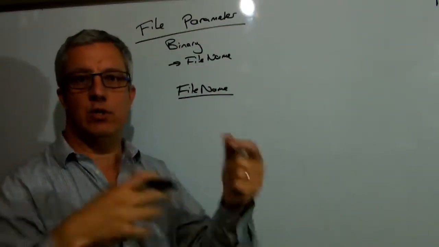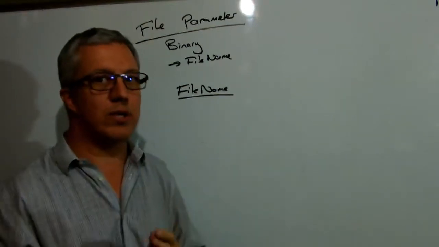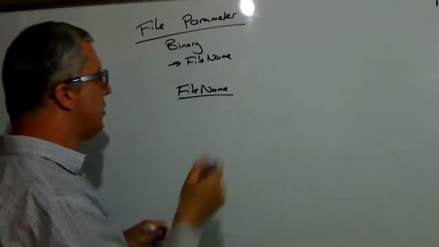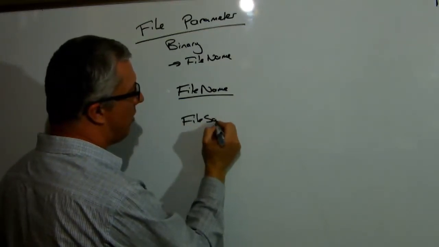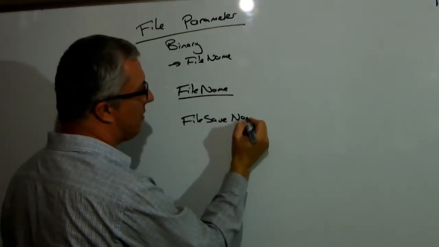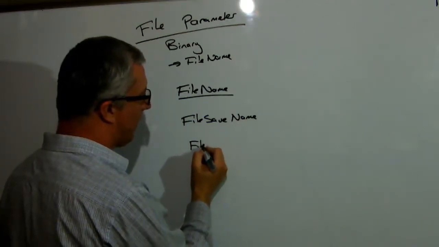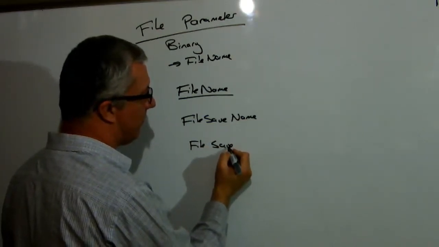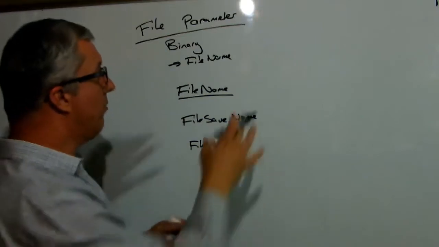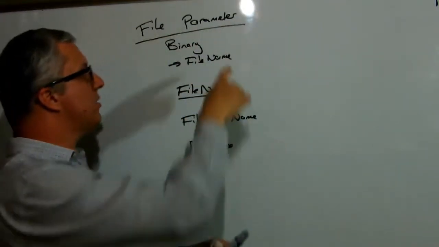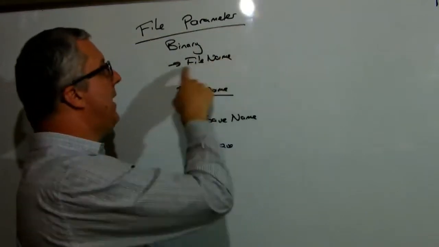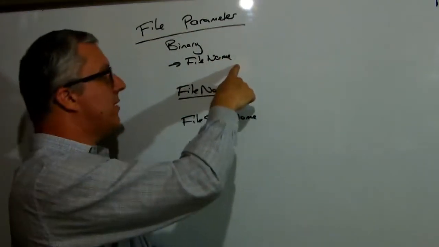So don't try and forward it, use it in an application. Save it. If you want to use it later on, just send the name through or do something with it on that side. So the next one, we have two types of parameters. We have file save name and file save. So remember I said that the file parameter has two things inside of it. It's got the actual binary file and it has the file name.